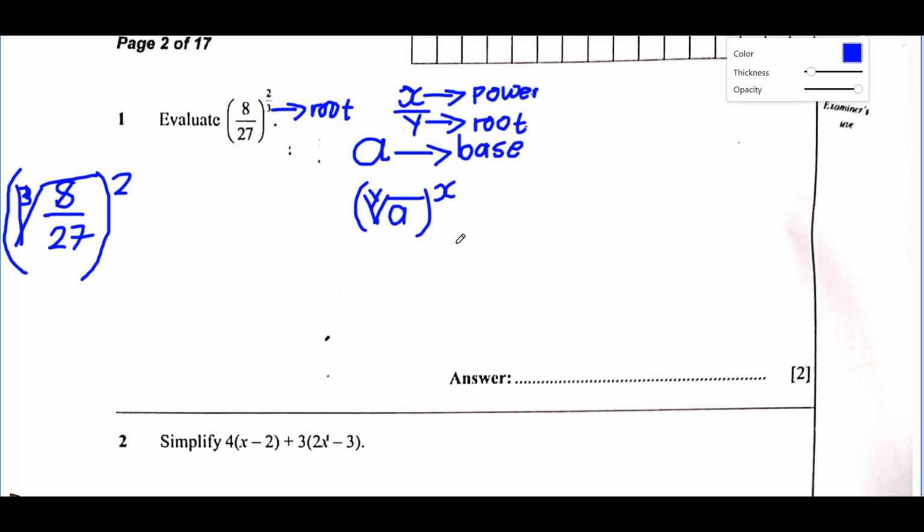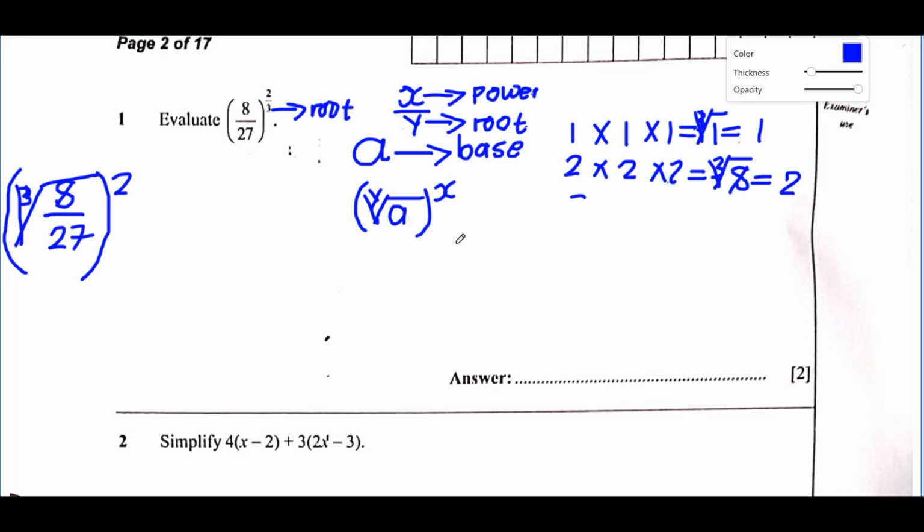So here, 1 multiplied by 1 multiplied by 1 is equal to 1. Therefore, the cube root of 1 is just 1. 2 times 2 times 2 is equal to 8. The cube root of 8 is just 2. 3 times 3 times 3 is equal to 27. The cube root of 27 is equal to 3. So you need to know the cube roots of numbers.